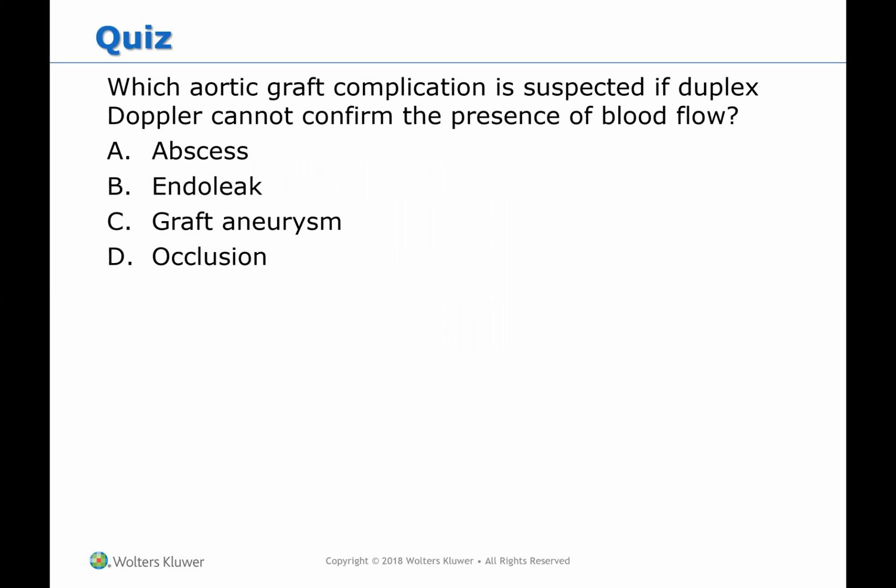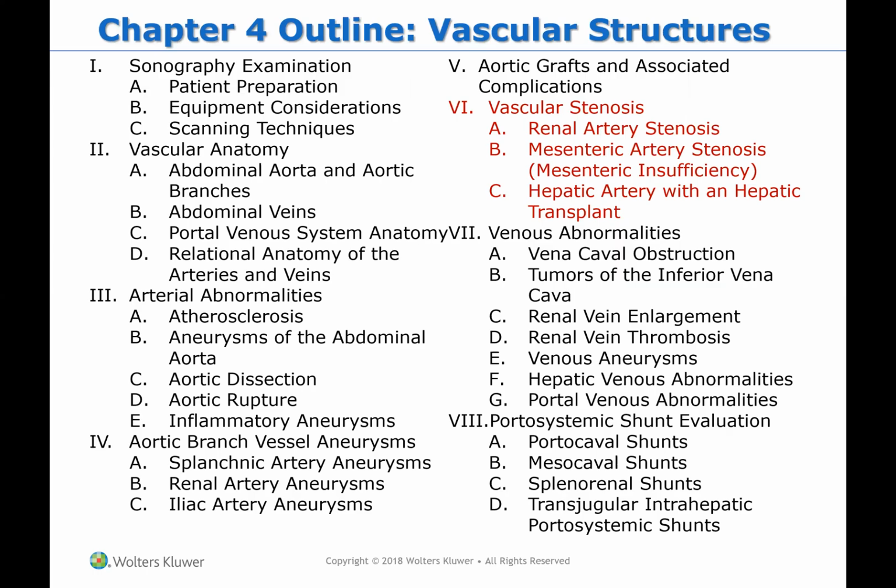Which aortic graft complication is suspected if duplex Doppler cannot confirm the presence of blood flow? Well, we didn't necessarily go over this, but let's just think about it. Probably if there's no blood flow, it might not be an abscess. It's definitely not an endoleak because you're going to see blood flow during that. Graft aneurysm doesn't really make sense in this, but an occlusion does, doesn't it? So D, occlusion. The absence of flow denotes occlusion of the graft. If flow is not present with arterial pulsations, the absence of flow is most likely occlusion of the graft, which does happen, unfortunately.